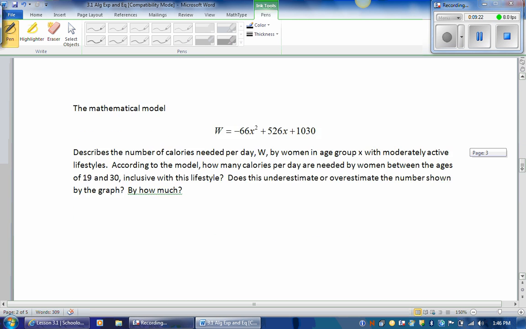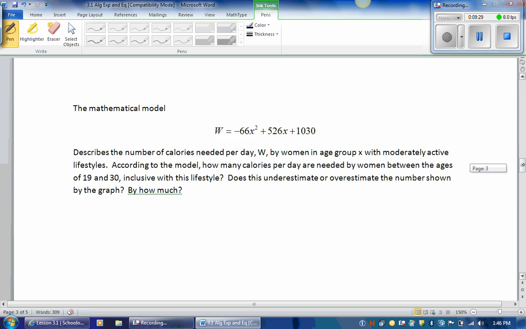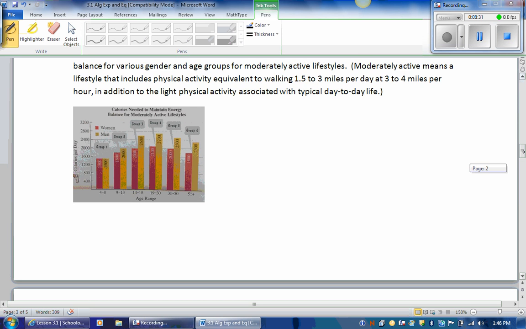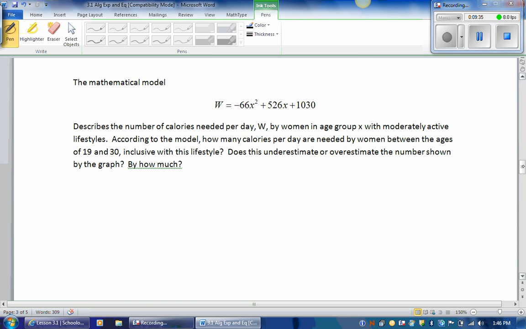Okay, so we've got a mathematical model. So basically we have a formula that was built using this data here. Okay, we're going to use the mathematical model to answer the questions below. So it describes the number of calories needed per day, right here. Number of calories you need per day is W, by women in age group X, so whatever your age group is goes here, with moderately active lifestyles.